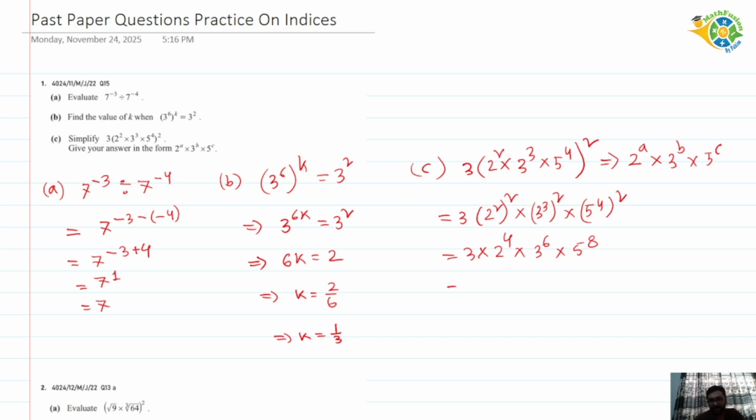Okay. So here we need to do some simplification with 3 to the power 1 and 3 to the power 6. The bases are the same, so the powers will be added as they are in multiplication form. So 6 plus 1 will be added. So 3 to the power 7 multiplied by 5 to the power 8. So this is our answer.